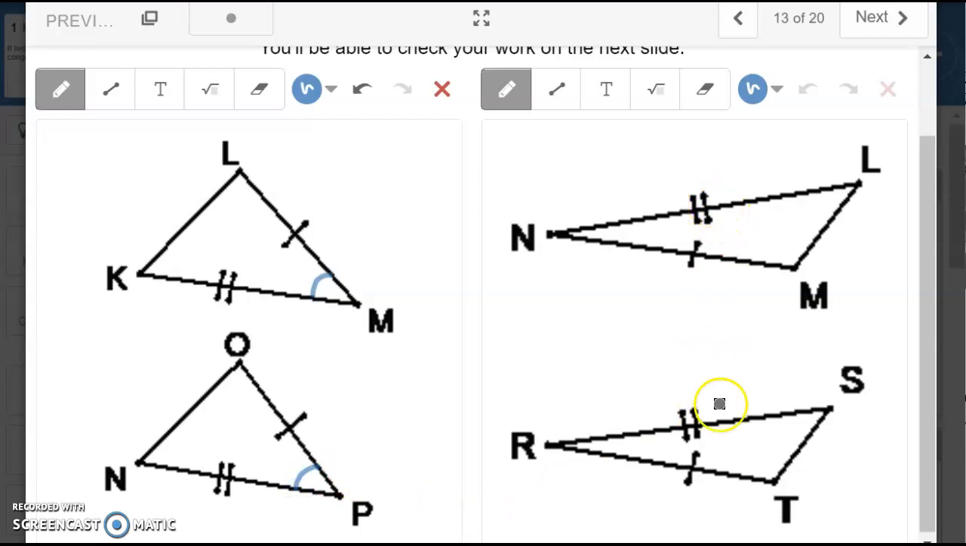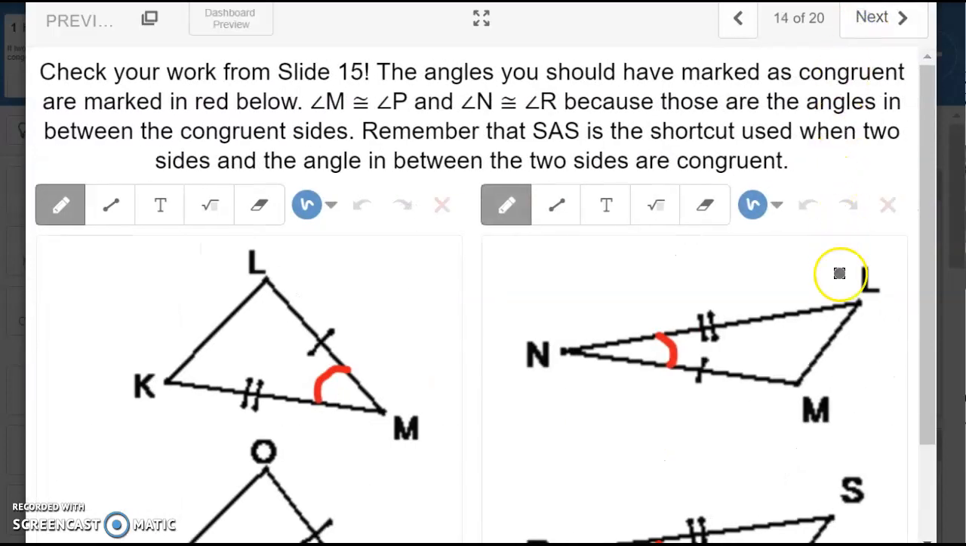What about this? I have one pair of sides and a second pair of sides that are congruent. So which is the angle in between those two lines? It's this one and this one. Alright, check your work from the previous slide, and the angle should have the marking. Okay, and you can certainly read this.